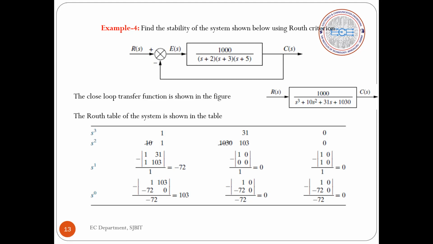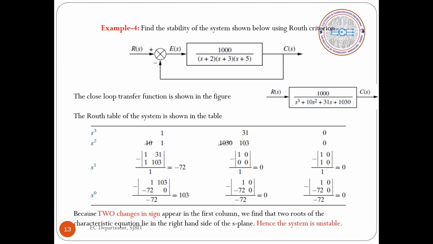What is the inference? In the first column of the Routh-Hurwitz table, we found 2 sign changes. The sign change happened twice, that is from 1 to minus 72, and from minus 72 to plus 103. So we say that there are two roots in the right half of the S plane, hence the system is unstable.